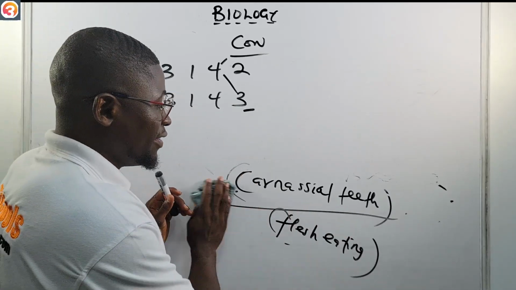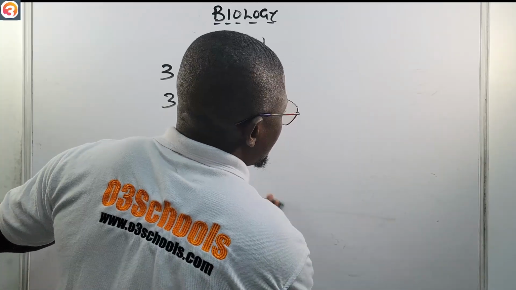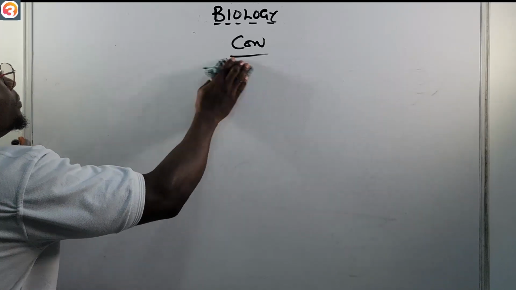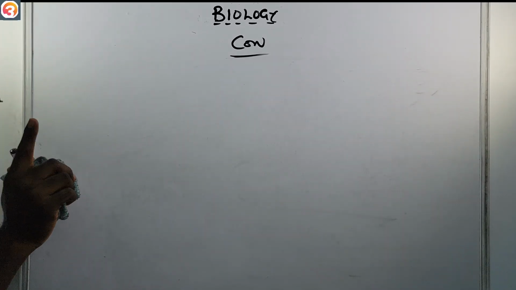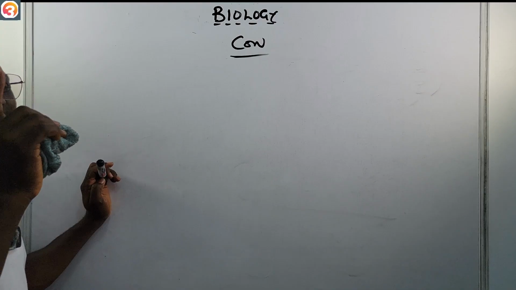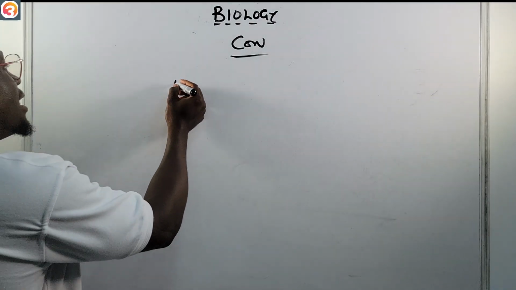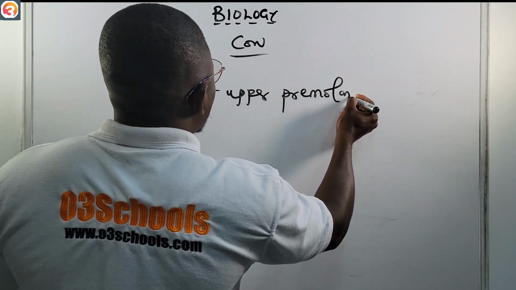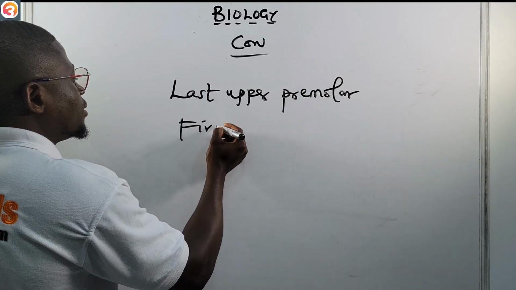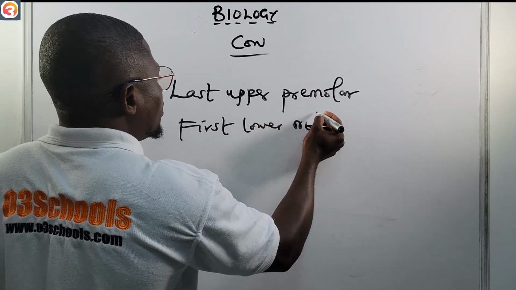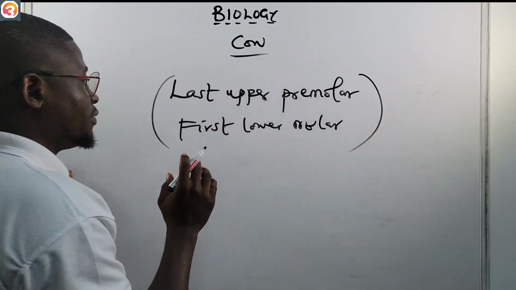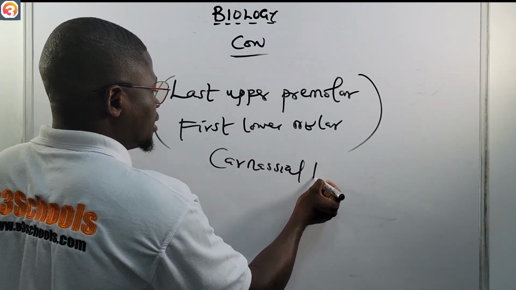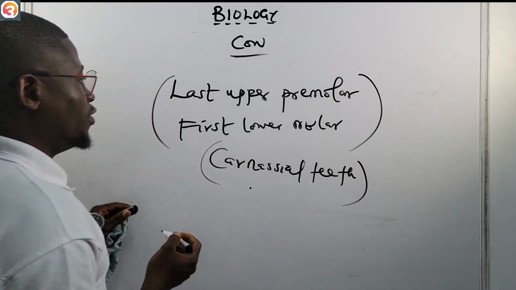So the carnassial teeth is very, very important. In fact, it's in your past questions. You will encounter it. The last upper premolar and the first lower molar is what forms the carnassial teeth in a dog, which it uses for flesh eating.